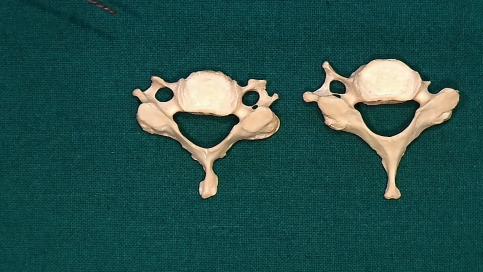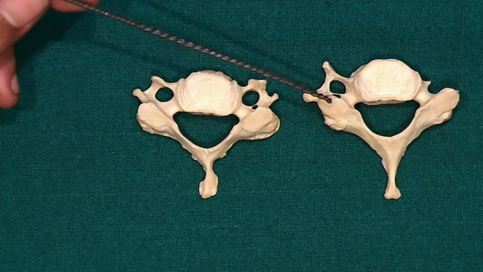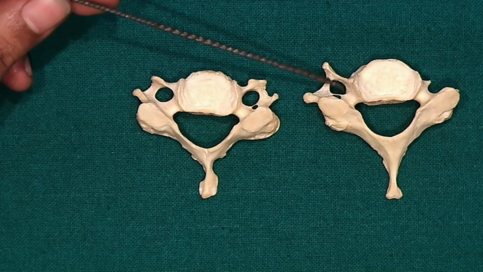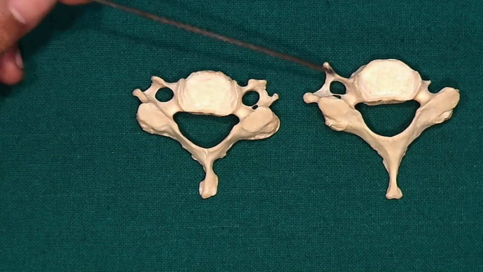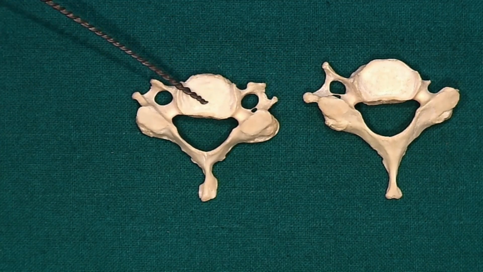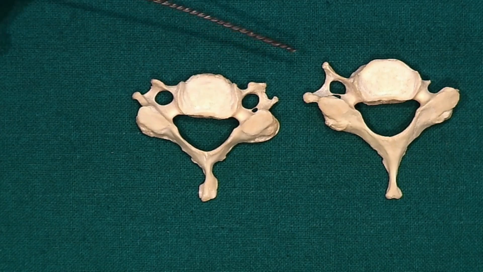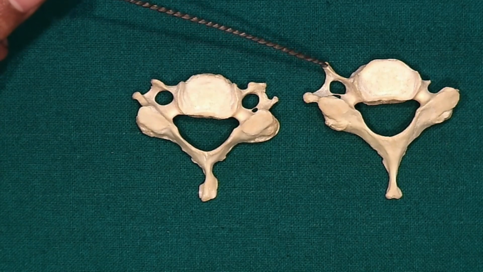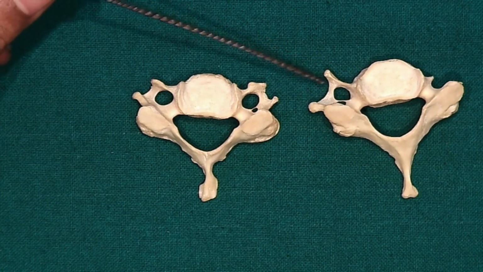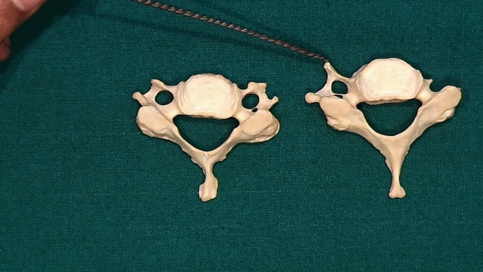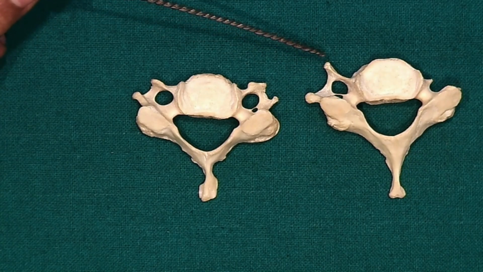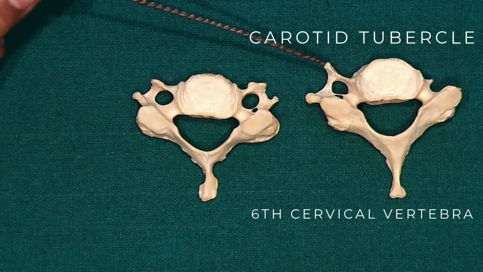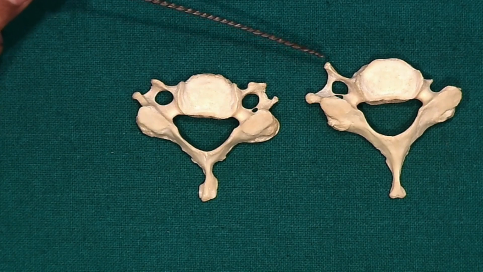Now, on comparing the sixth cervical vertebra with the fourth cervical vertebra, we can see that the anterior tubercle is much more pronounced and can be seen projecting anteriorly. This is known as the carotid tubercle, as the carotid artery can be compressed against it by applying pressure.